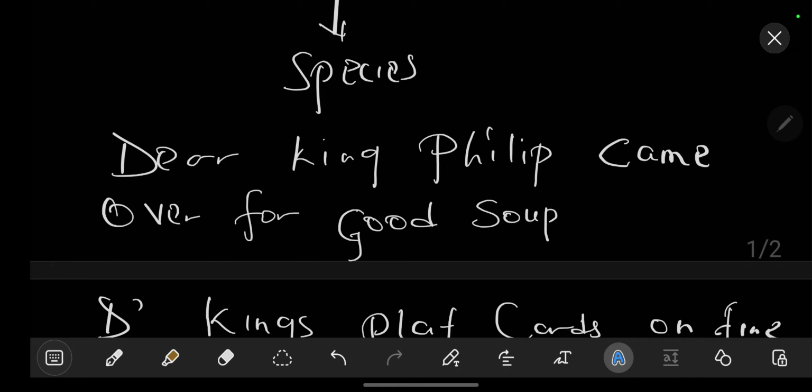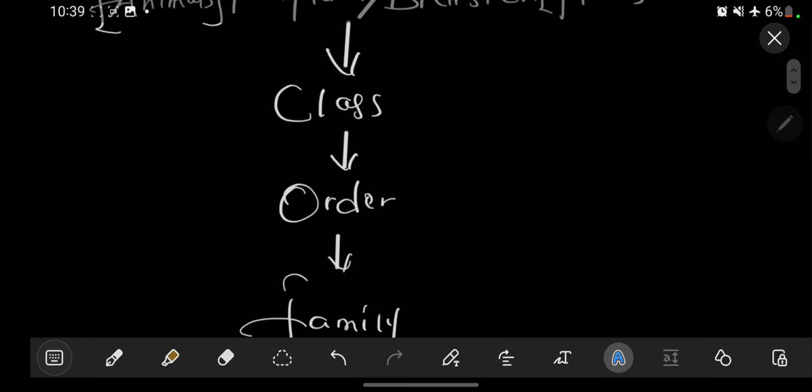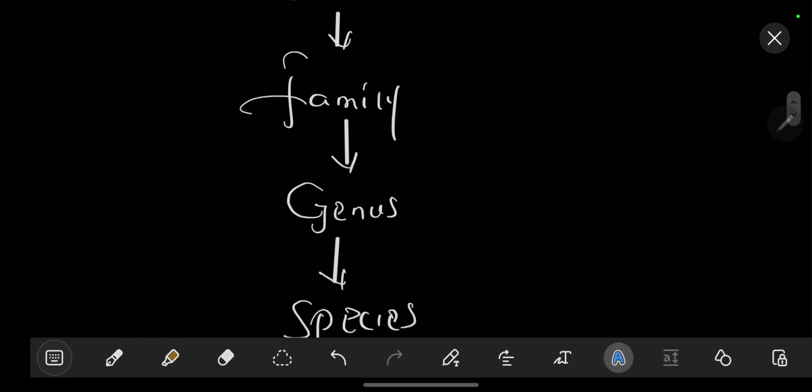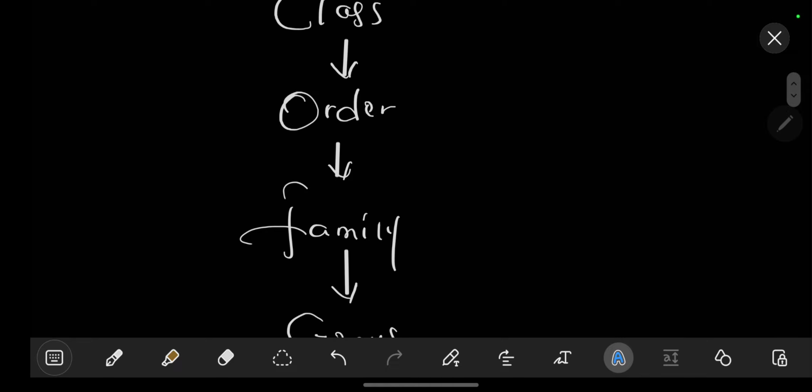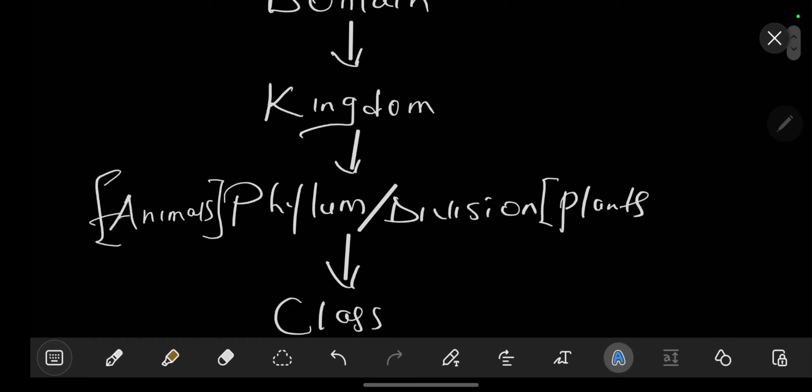So if you're cool with using Dear King Philip came over for good soup, you're good to go, because this will help you remember. Now, suppose I were to use The King's play cards on fine grain sand. D stands for domain, King stands for kingdom, play stands for phylum, cards stands for class, on stands for order, fine stands for family, grain stands for genus, and of course S stands for species. So whichever mnemonic you're more acclimatized to use, you're good to go. The most important thing is remembering this hierarchy in the right order.